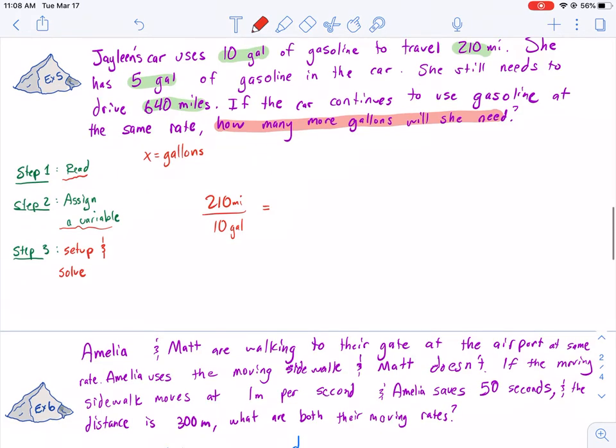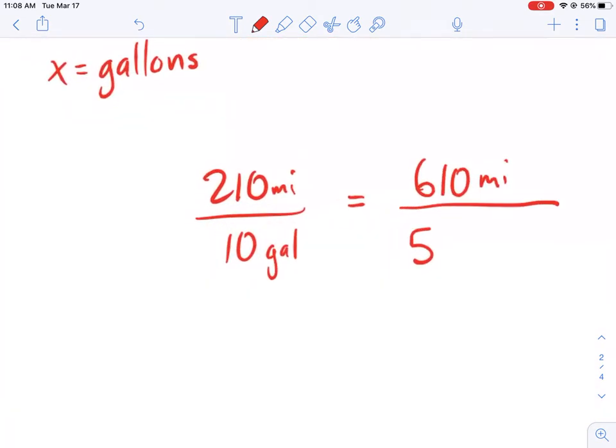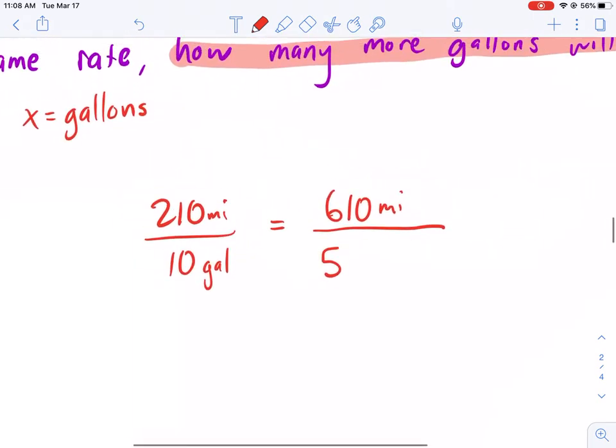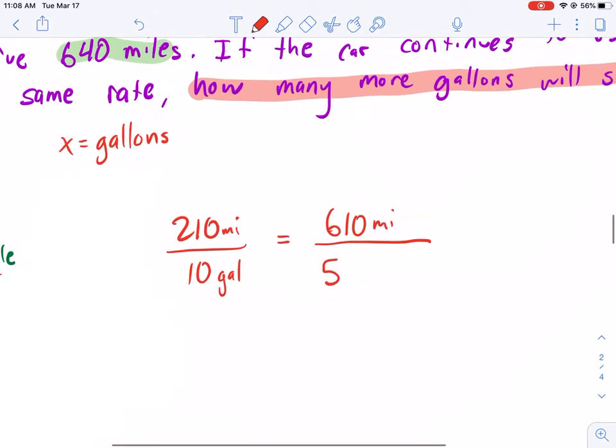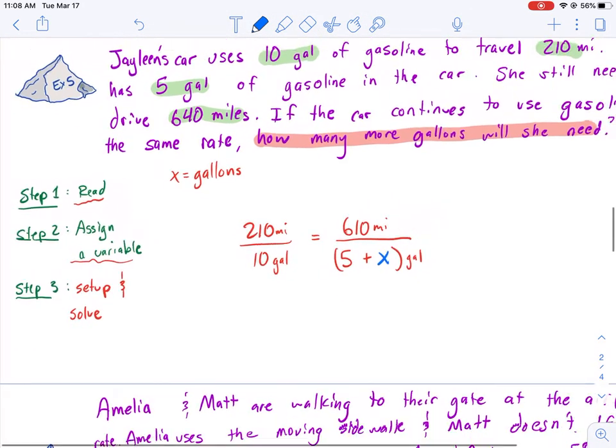Now, we already know she goes 610 miles, and she starts with 5 gallons. And it says, how many more gallons will she need? Well, clearly, if she goes 210 using 10, then she's not going to go the whole 610 using only 5. So we need to add to the number of gallons. How many gallons do we need to add? We don't know, so we should call it x.